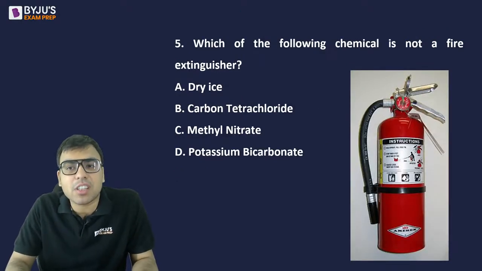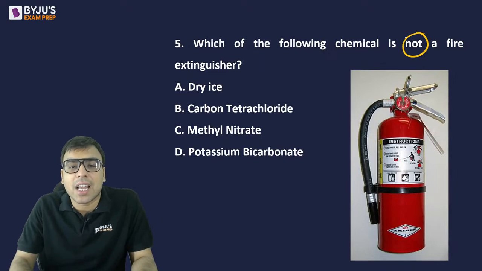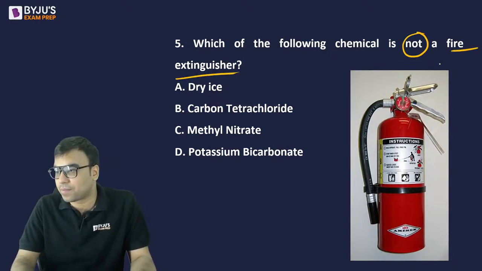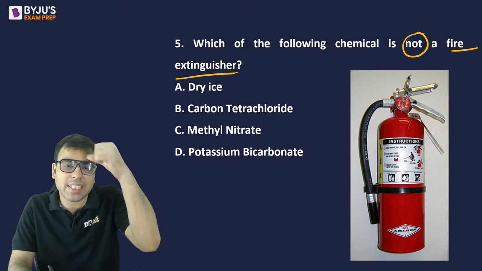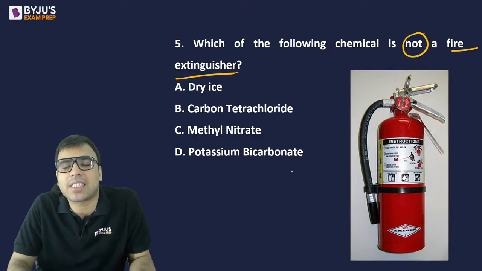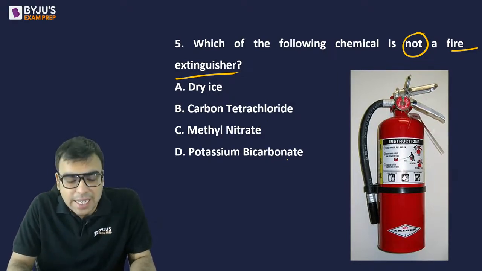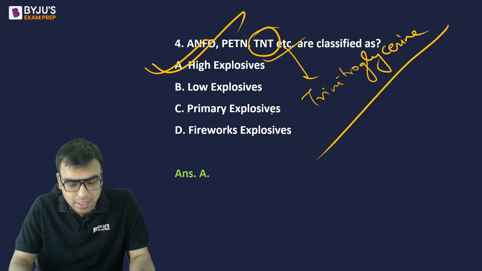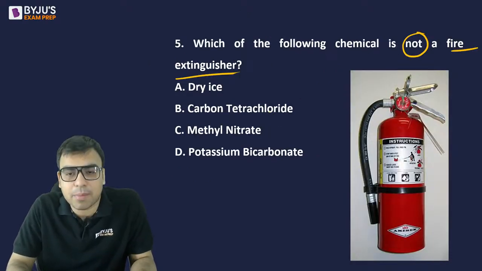Question number 5. Which of the following chemical is not in fire extinguisher? कौन सा नहीं होता? Dry ice, carbon tetrachloride, methyl nitrate, potassium bicarbonate. What is the right answer to this question? हाँ, इससे पहले का A था. Yes, Amit, Chinmay, Aditya, Mahajan, you all were right.